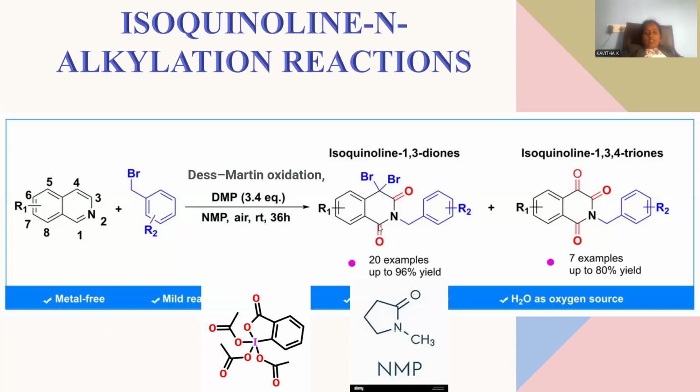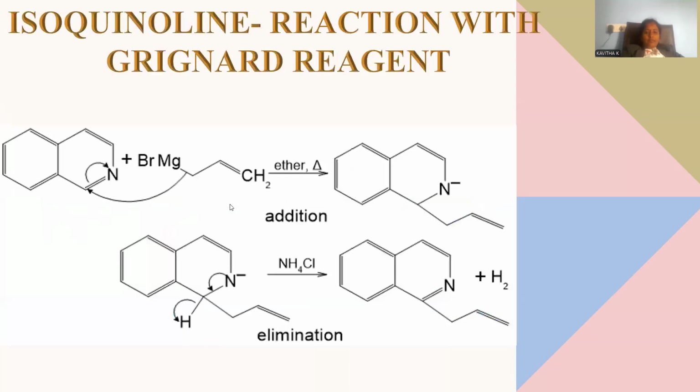In addition to the first and third positions, the fourth position can also go with this kind of oxidation if DMP is taken in excessive quantity. There are possibilities for a triketonic functionality as well. Most probably an N-alkylation is accomplished. In addition to N-alkylation, there is the Dess-Martin oxidation process giving rise to diketonic and triketonic products respectively, depending upon the concentration of this oxidizing reagent. Let me go with the reaction with Grignard reagent.